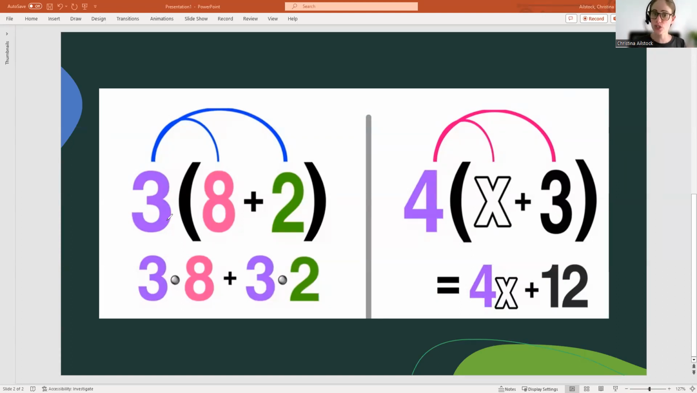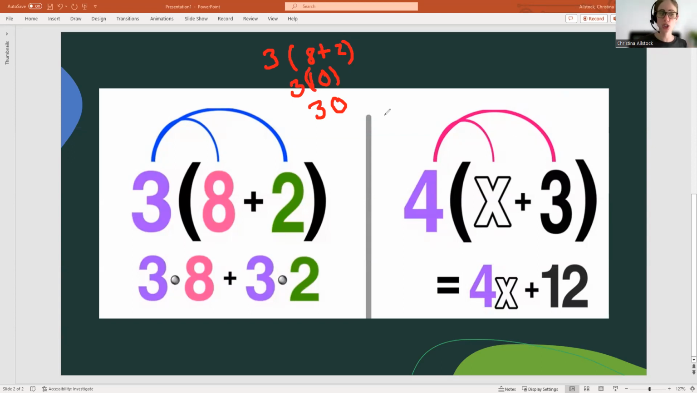So if we choose to solve this by following order of operations, we would start with adding what's inside the parentheses. So I'll do the work up here. So 8 plus 2 is 10. 3 times 10 is the answer of 30. So we've simplified. This problem equals 30.